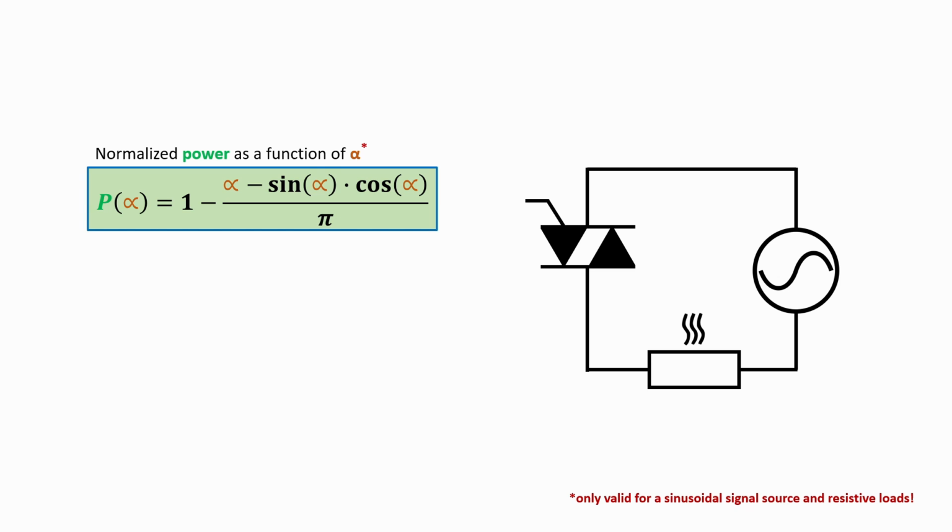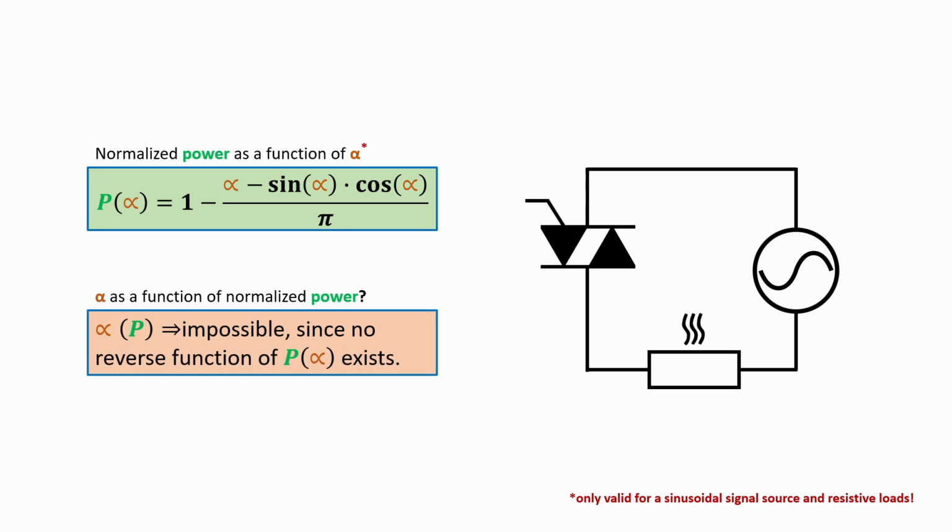But wait, didn't we want to find an equation that does the job the other way around? Well, as it turns out, there is no such function, since no reverse function of p of alpha exists. If you can prove me wrong, and there is a reverse function of p of alpha, please write it down in the comment section. I would love to see it. For the time being, I will continue with p of alpha.